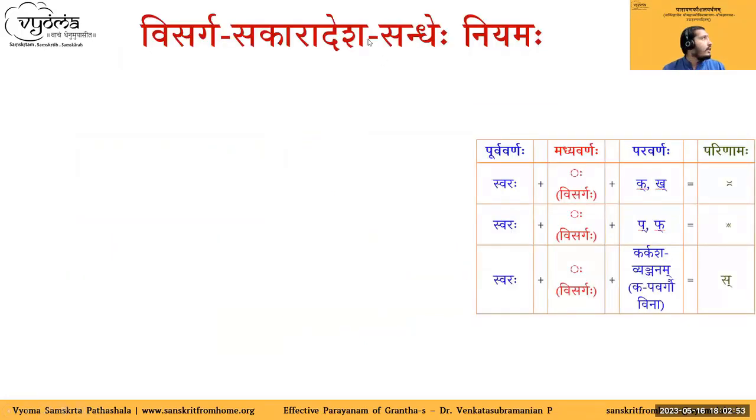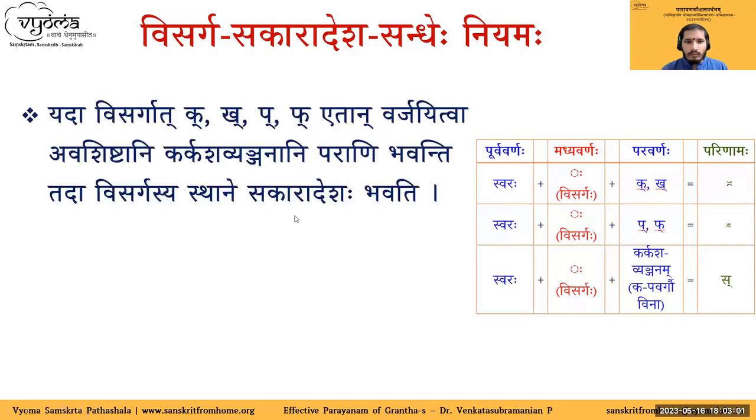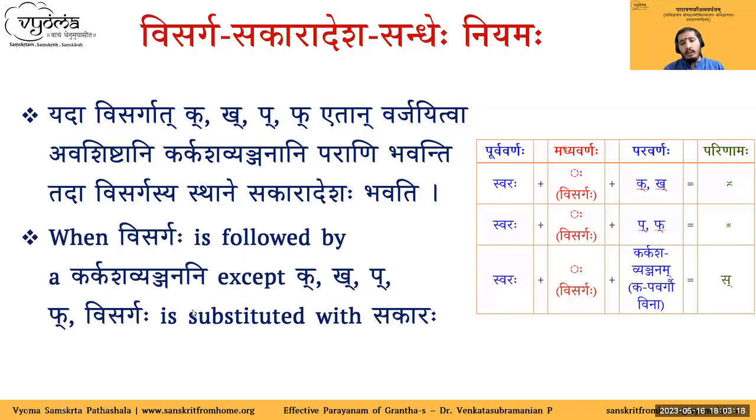Next sandhi, Visarga Sakaradesha sandhi. यदा विसर्गात् इत्येतान् वर्जयित्वा अवशिष्टानि कर्कशव्यञ्जनानि पराणि भवन्ति तदा विसर्गस्य स्थाने सकारादेशः भवति. So when visarga is followed by a karkashavyanjana except ka, kha, pa, pha, these four letters shouldn't be there in front of visarga. In such instance, we get sakaradesha. That is, visarga is replaced by sakara.